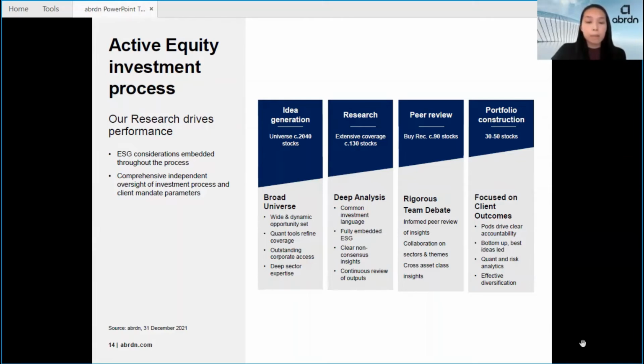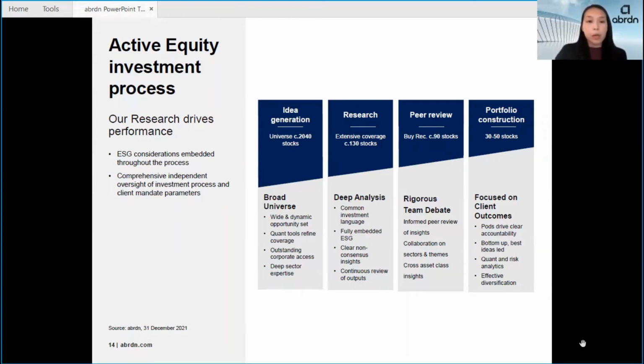So firstly, we make use of quantitative tools to refine our coverage. We do simple screening of return metrics, valuation, margins, leverage, all the things that I mentioned earlier, just to see if there's anything that might meet our quality screen.